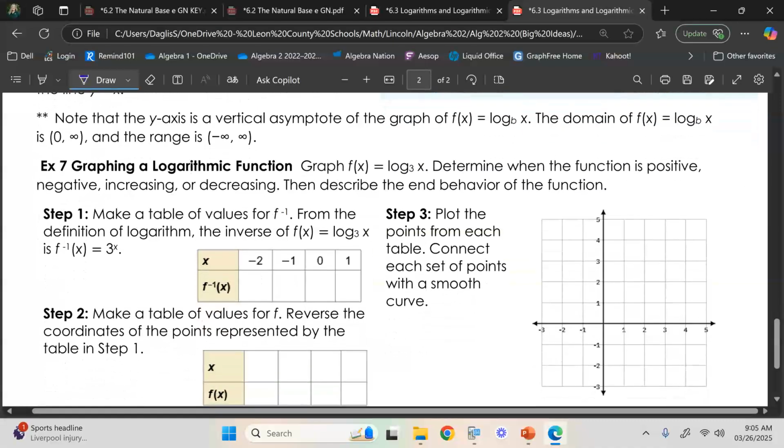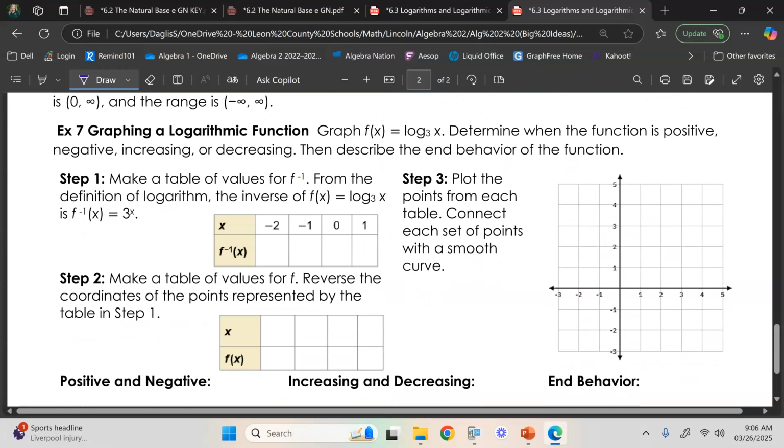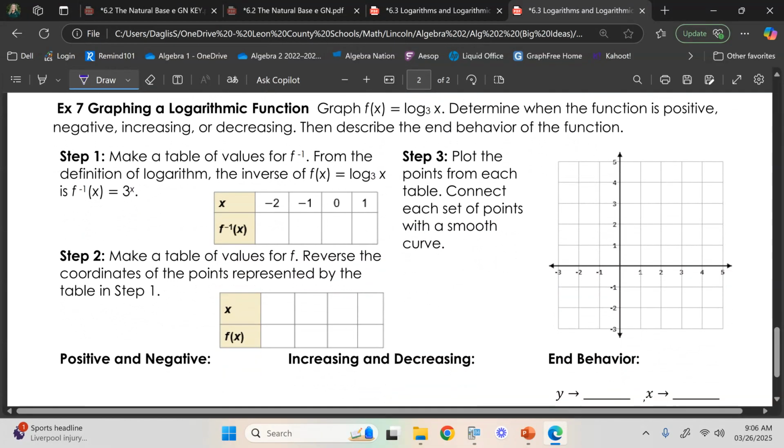Okay, so we're going to graph log base 3 of x. Again, you can't type that in, not yet. So instead, we're going to graph the inverse first. The inverse of log base 3 of x is 3 raised to the x. So we're going to graph that one first. Let's fill in our table for 3 raised to the power of x first.